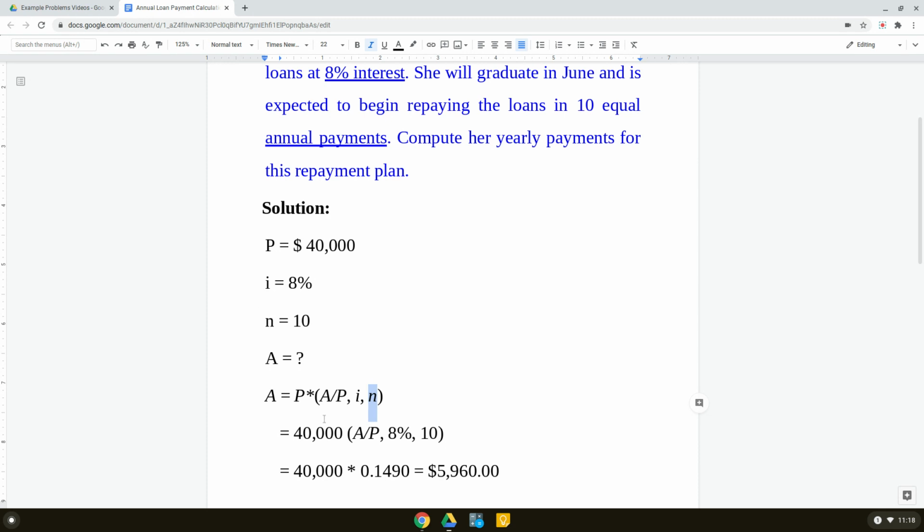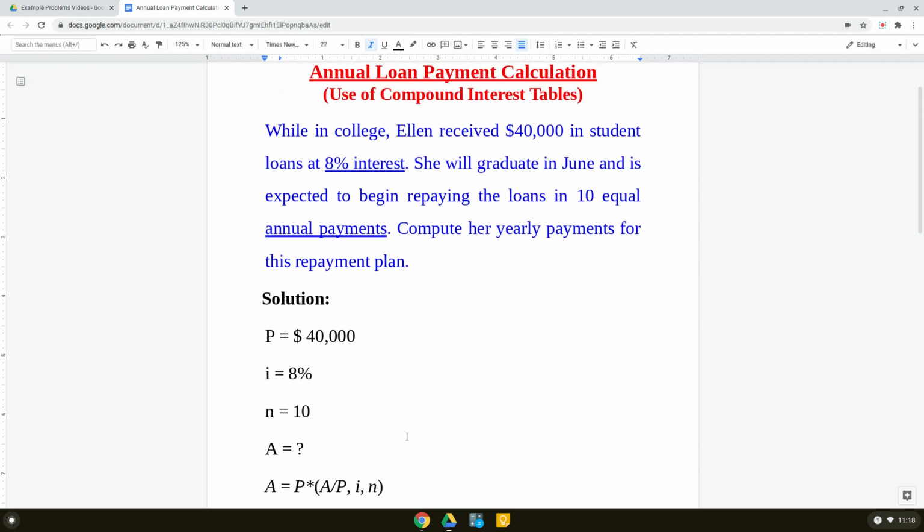So let's plug in the values. P is equal to $40,000 times the A given P factor, where i is 8% and N is 10. So now, where can I find the compound interest tables?